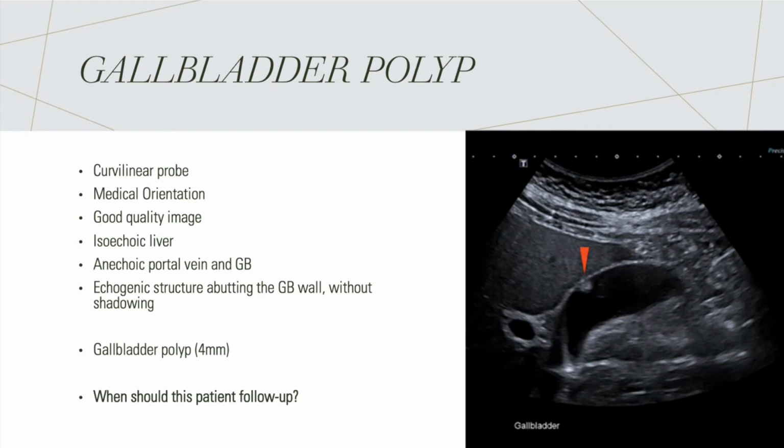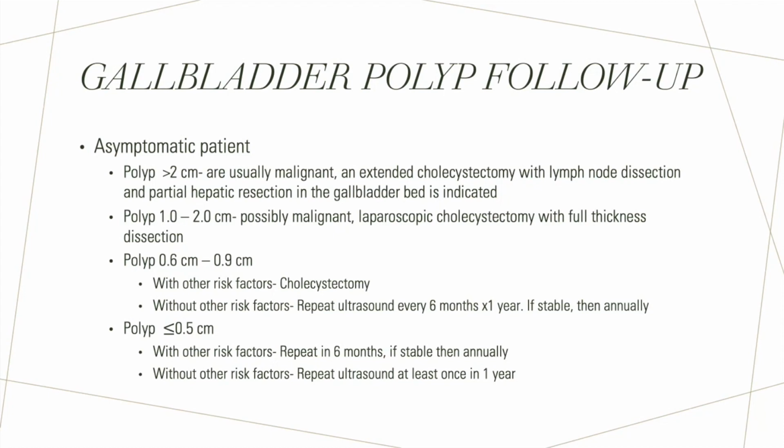So we need to know, when should this patient follow up? There's pretty good criteria as to when to follow up these. So for a completely asymptomatic patient, polyps that are greater than 2 centimeters are usually malignant. You need an extended cholecystectomy with lymph node dissection and partial hepatic resection. For a polyp that's 1 to 2 centimeters, this is possibly malignant, and a laparoscopic cholecystectomy is indicated.